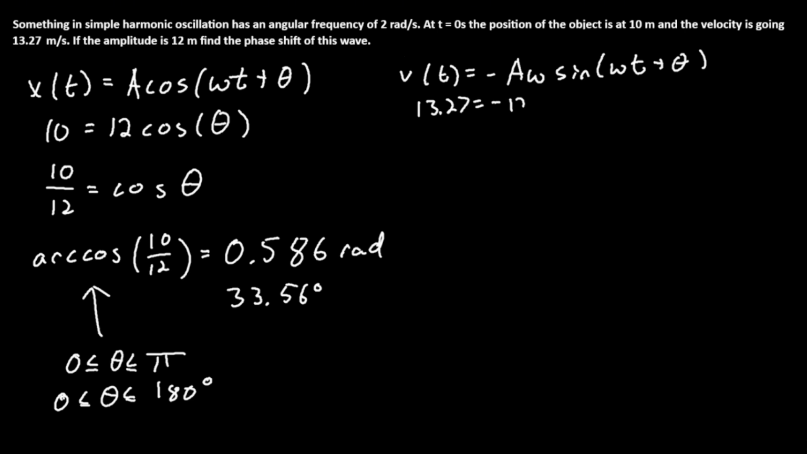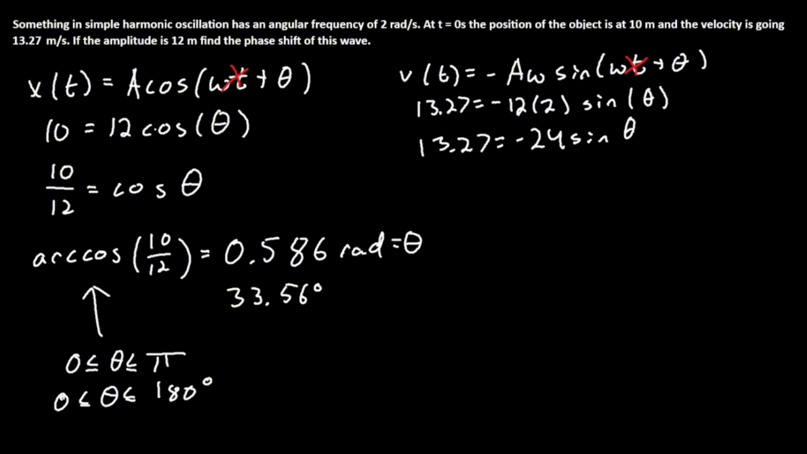Your amplitude is always 12. Your angular frequency is given by 2 radians per second, and the sine value is given by just theta, because time is equal to 0, so the angular frequency inside the sine function cancels out into 0. So both of these turn to 0, and we are left with 13.27 is equal to negative 24 sine of theta. Now we solve for the theta value here, right?